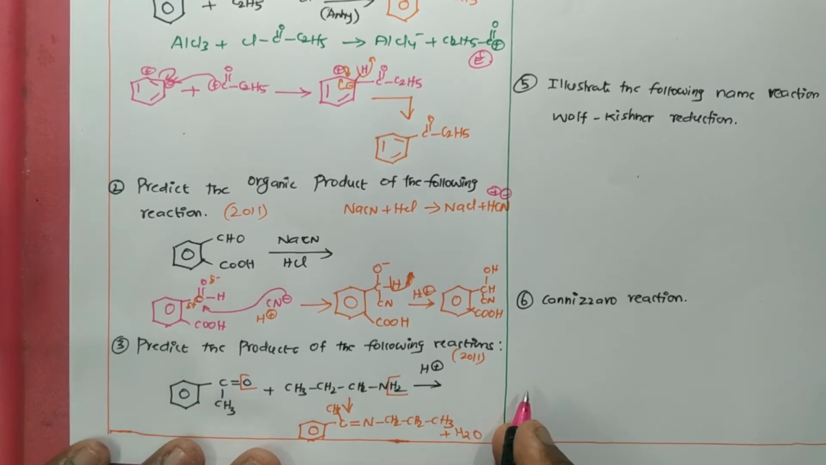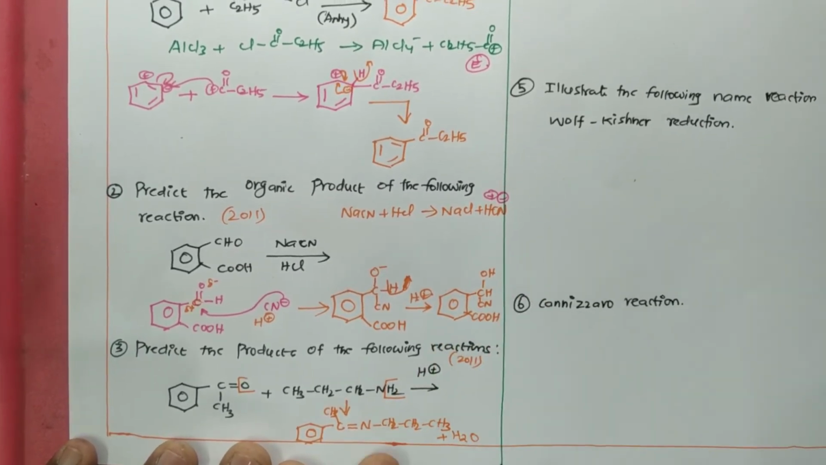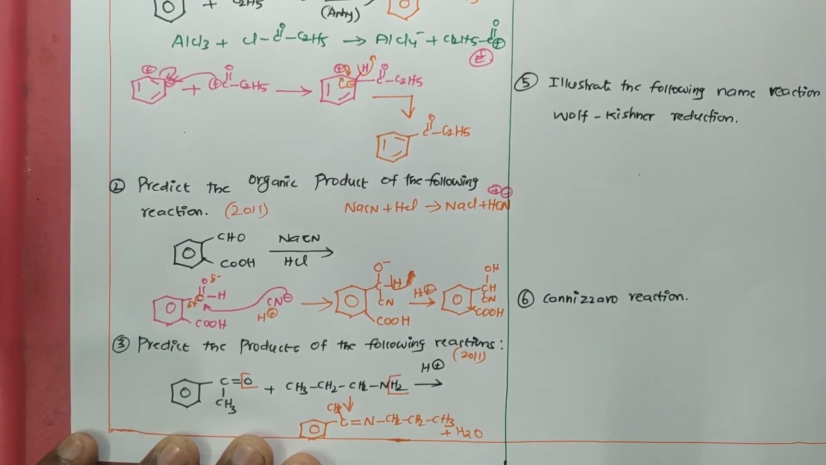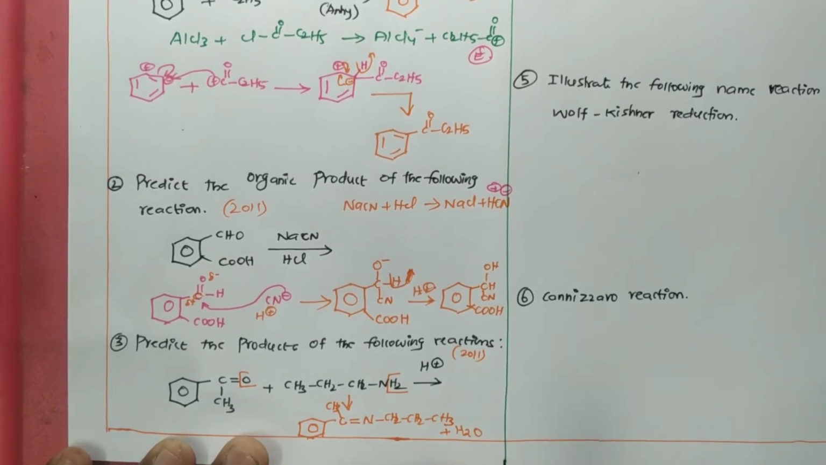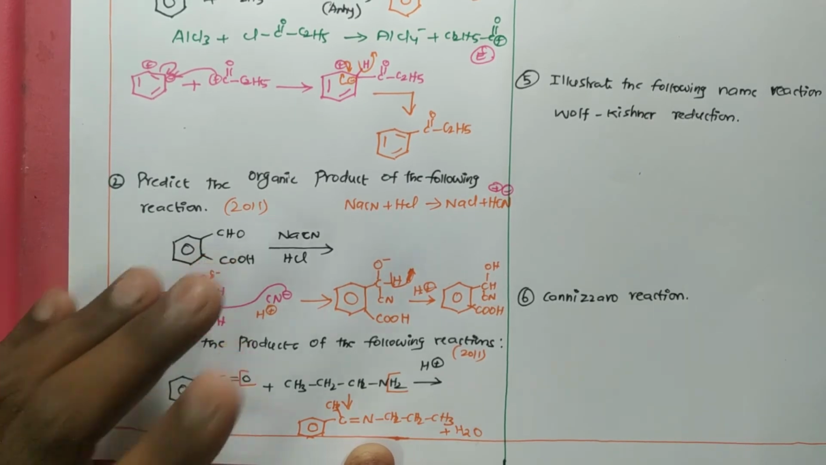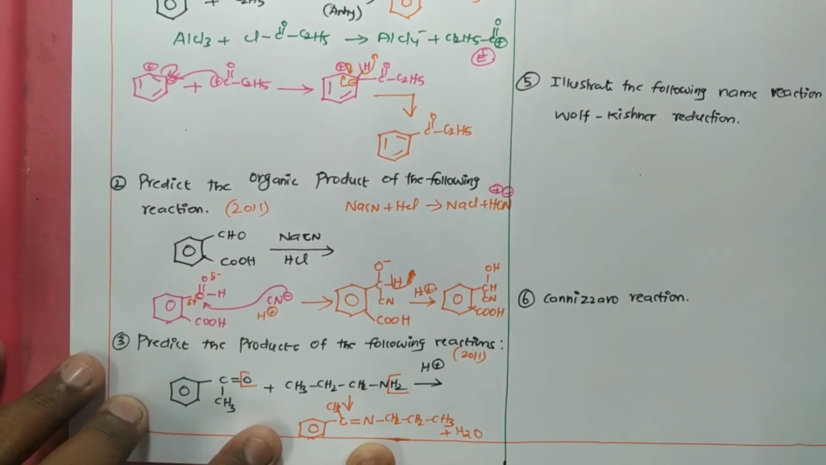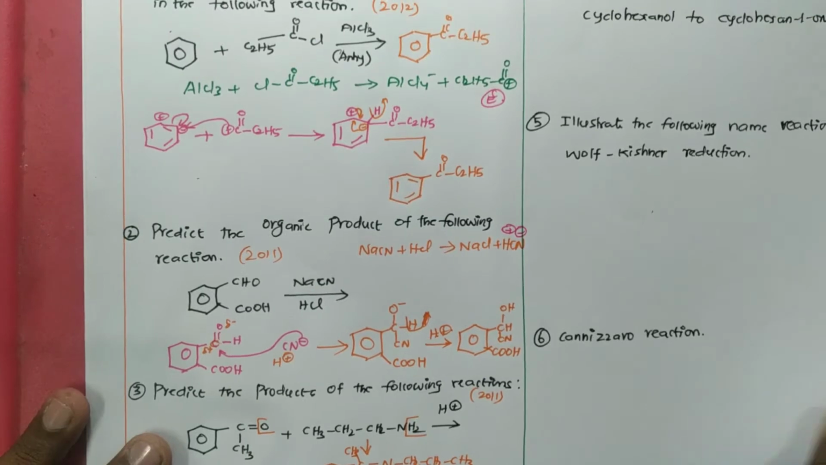Are you able to understand, students? Any of the ammonia derivatives, like amines, hydroxylamine, hydrazine, phenylhydrazine, 2,4 dinitrophenylhydrazine, or semicarbazide, whatever may come in the case of ammonia derivatives, if it reacts with carbonyl compounds like aldehydes and ketones, it removes a water molecule, forming a compound like this. Okay, are you able to understand, students?